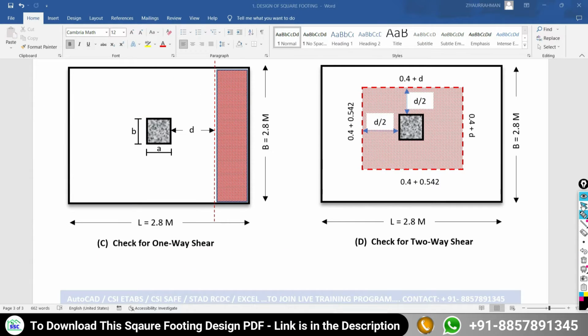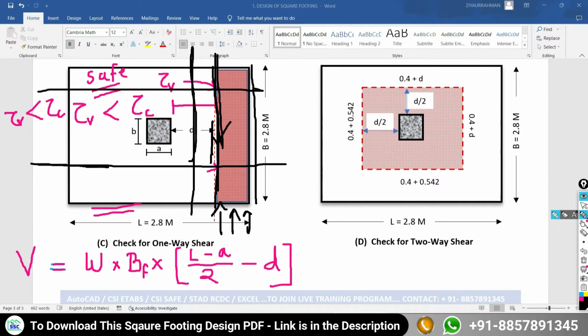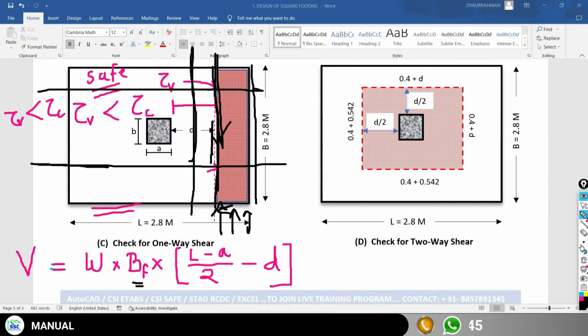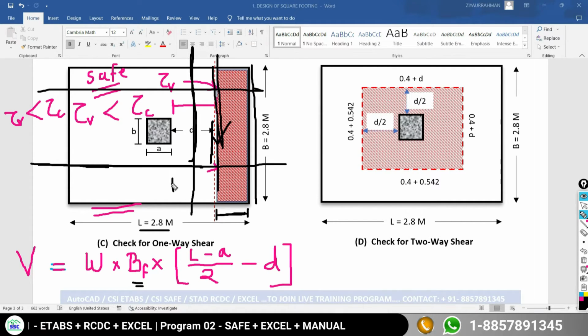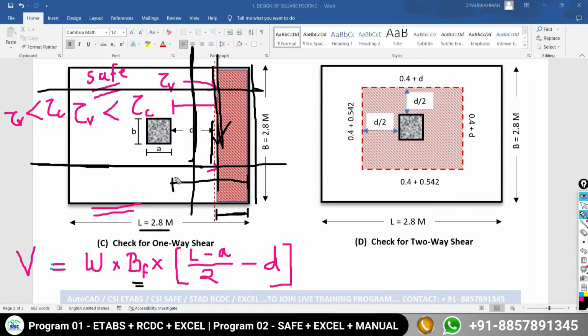Okay, coming back, so the formula is: width you have to put here, multiplied by the projection. How can you calculate this projection? The formula will become total span length minus size of the column, as it is a square column and we are making the calculation along the length. So total length minus the size of the column divided by 2. When you divide it by 2, you will get this half projection.